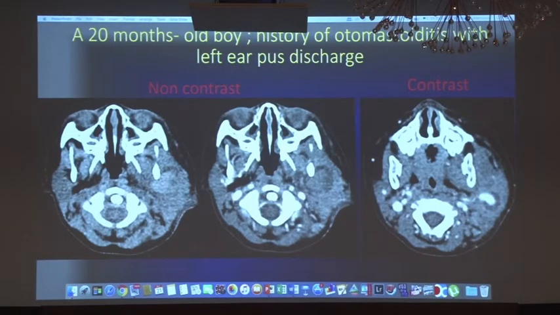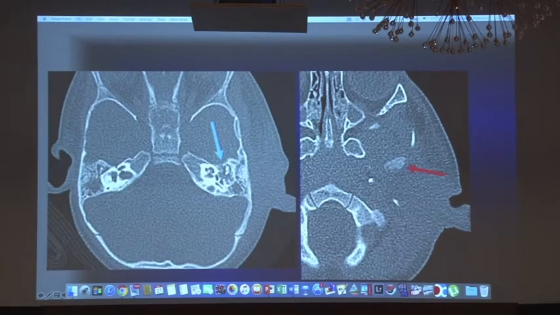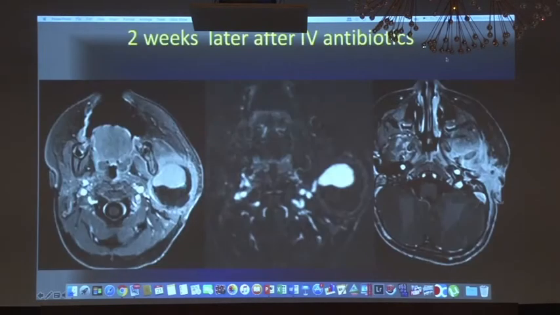This is a 20-month-old boy with a history of otomastoiditis and discharge from the left ear. On the brain CT, you can see marked swelling of the left face and some hyperdensity here. In the contrast imaging, you can see a false aneurysm surrounded by hematoma. In the bone window, you can see the otomastoiditis and some destruction of the mandible, which represents aggressive infection around this area.